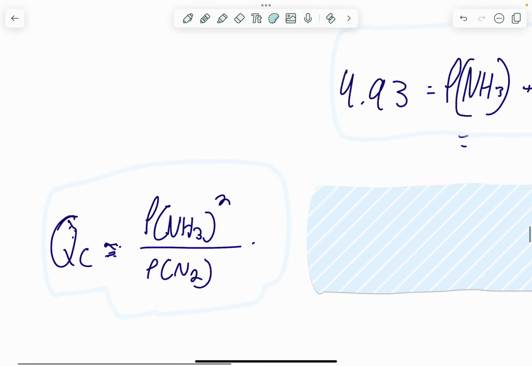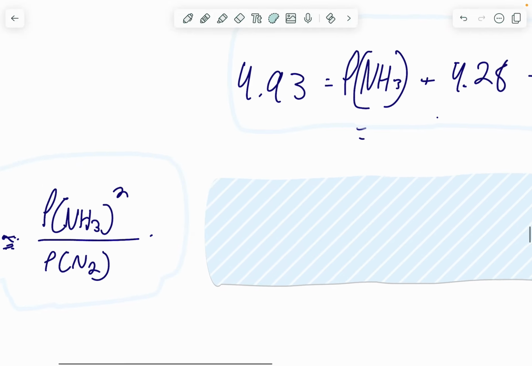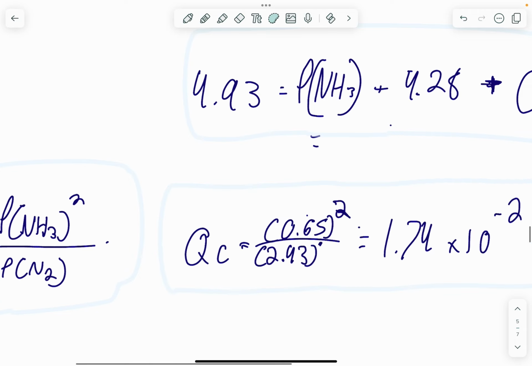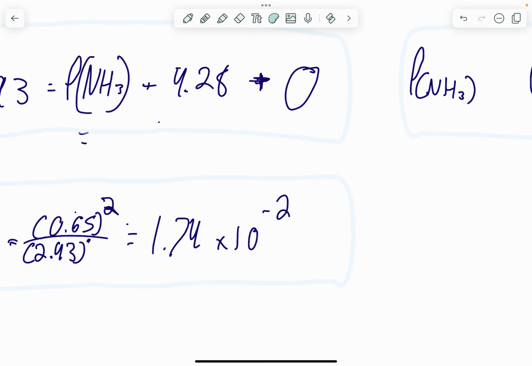So then we do the reaction quotient: the partial pressure of the products raised to the coefficient over the partial pressure of the reactants raised to the coefficient. For the reaction quotient, we're not including the partial pressure of hydrogen gas, which, as we know, is 0. So we plug in 0.65 squared over 2.43. It gives us a reaction quotient of 1.74 times 10 to the negative second.